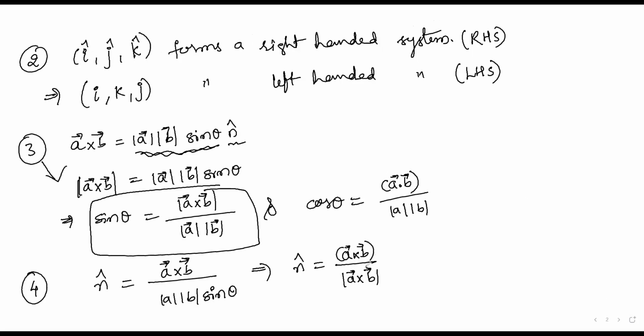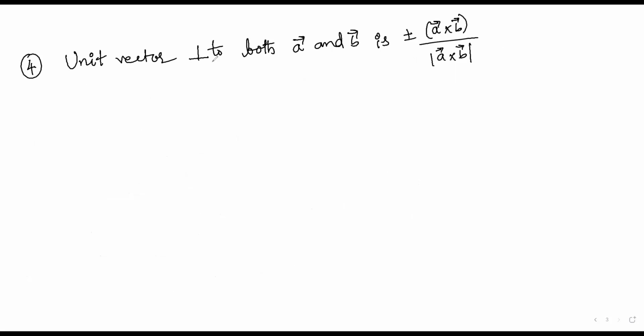What is n cap? A cross B by mod A mod B. It is a unit vector perpendicular to both A and B. A cross B is actually a vector perpendicular to both A and B. Unit vector means you have to divide by its magnitude. What is this plus minus?